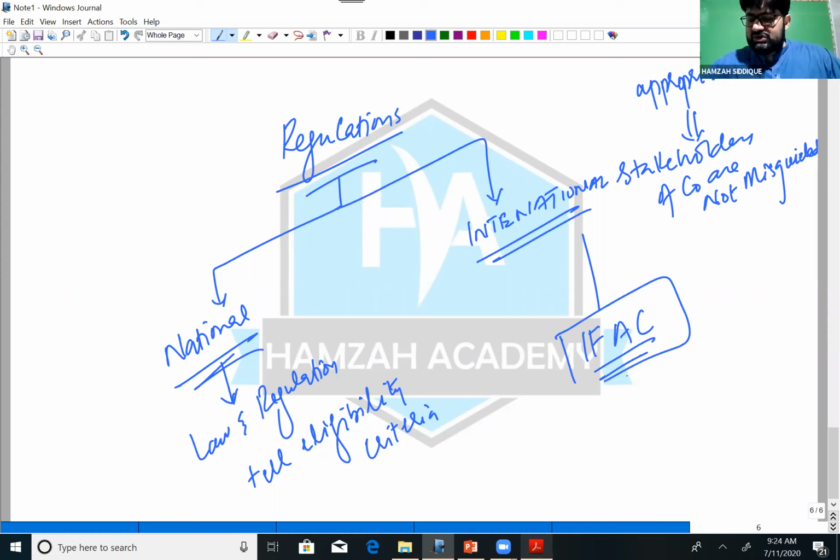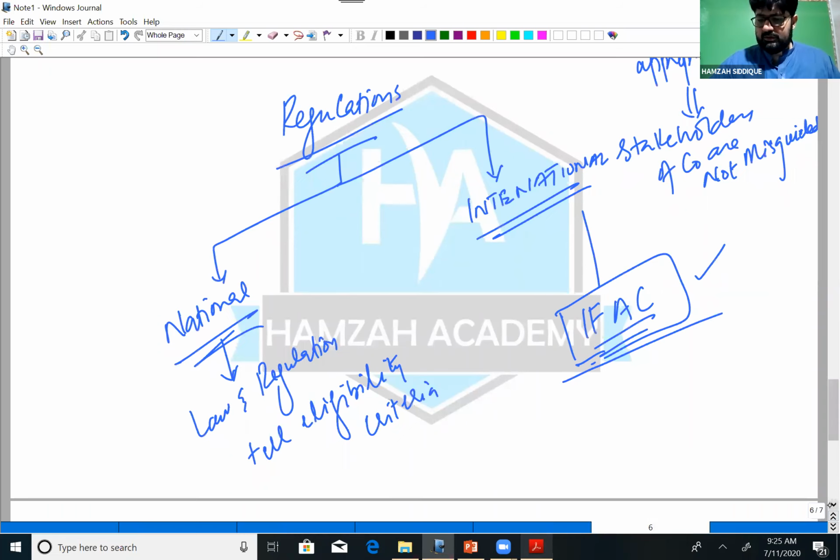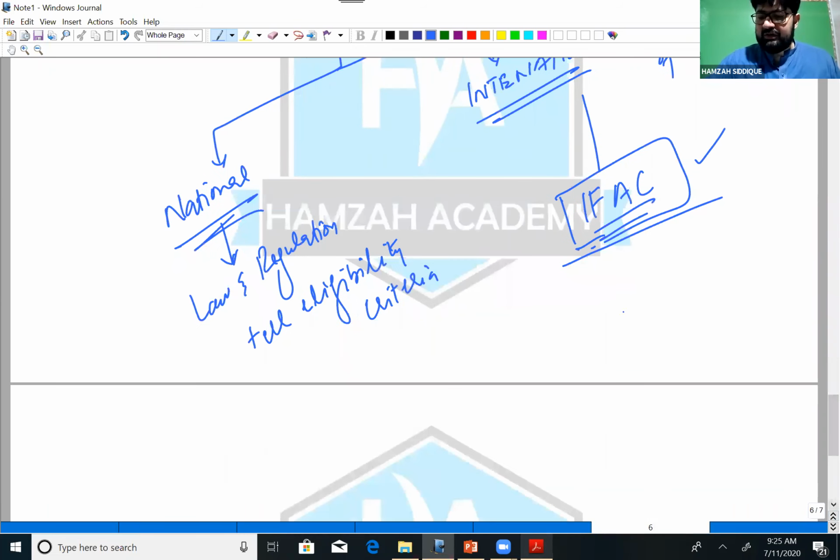This organization is basically a body of international accountancy bodies. All the accountancy bodies like ACCA, ICAEW, and others are members of it. Yes, international bodies. And this IFAC regulates auditors as well. For example, IFAC has a number of subcommittees.